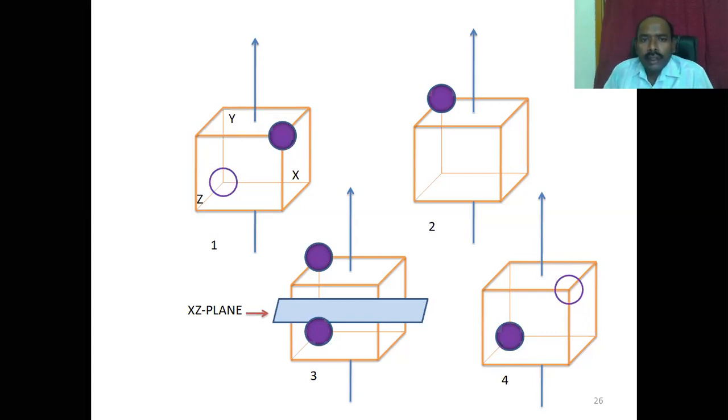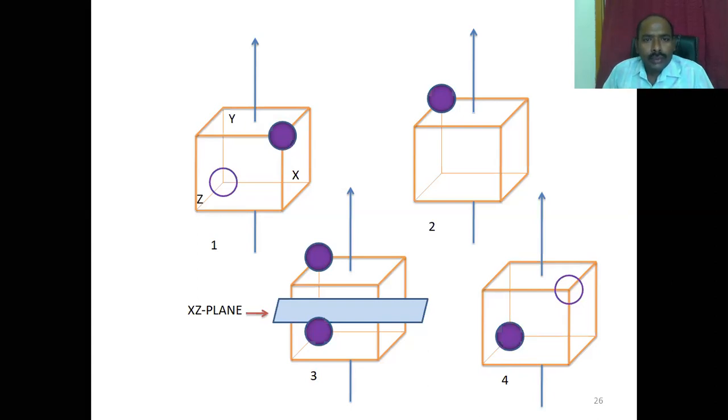In the case of a cube, 9 planes of symmetry exist. 3 planes pass through the centers of the faces, and 6 planes of symmetry pass through opposite edges of the cube. Okay, totally 9.